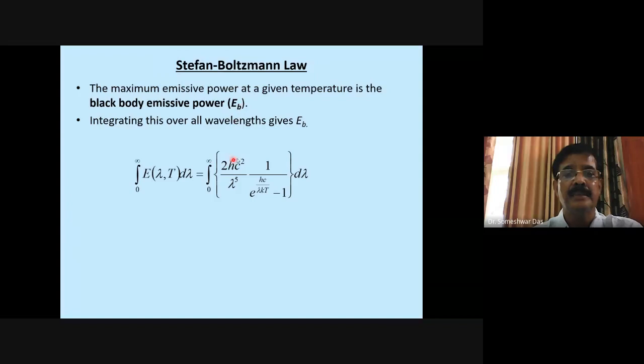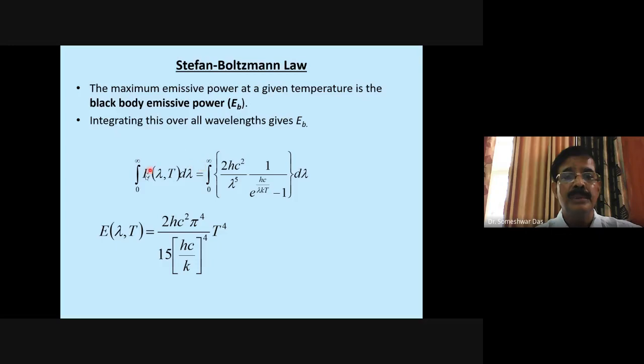That means this equation that you remember, E lambda T, a function of lambda and T, when you integrate over all the wavelengths from 0 to infinity, gives you the black body emissive power. And this is given by this right hand side, where you are integrating for all the wavelengths from 0 to infinity. So this gives you the black body emissive power.